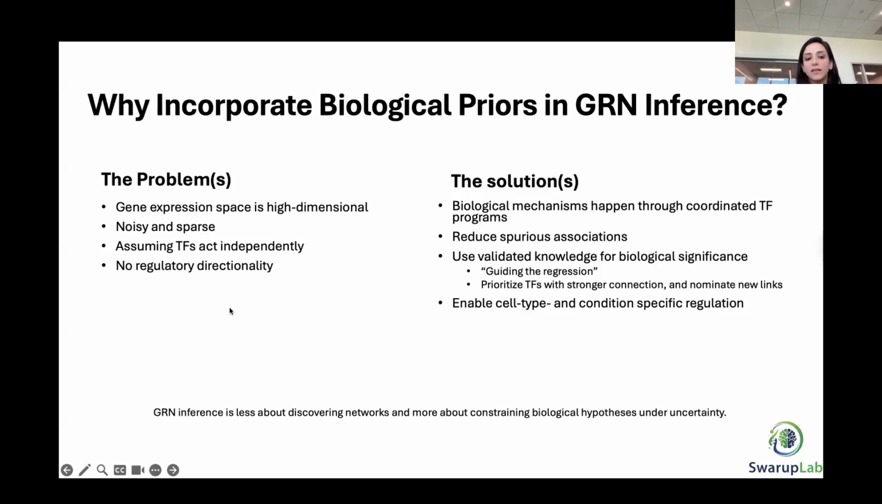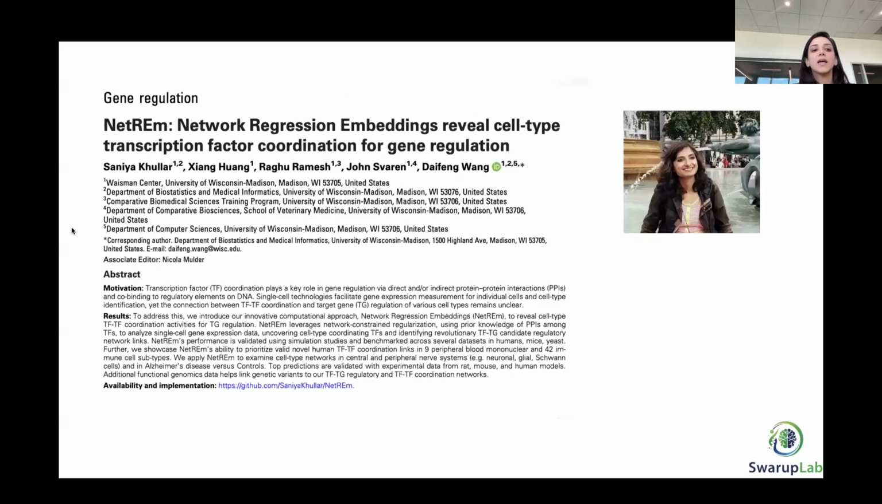So GRN inference now becomes less about just finding modules, because you can find any modules, like groups of things that work together. It's more about understanding that there are constraints in biology, and if you incorporate more information, you can understand networks that matter.